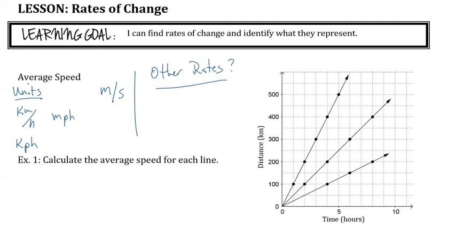Any others? Ben? Cost per item. Cost per item, yeah. Or what's another thing we do cost per? Per hour. So there's another rate. I can think of another common one you might see. You may not have seen this very much, but when you do grocery shopping or other kinds of shopping, you start to see it. Have you ever gone to Bulk Barn? Yeah, very good. Per pound or kilogram or something like that, right?